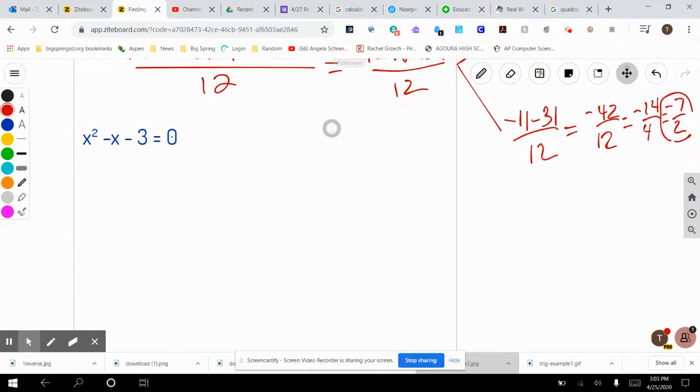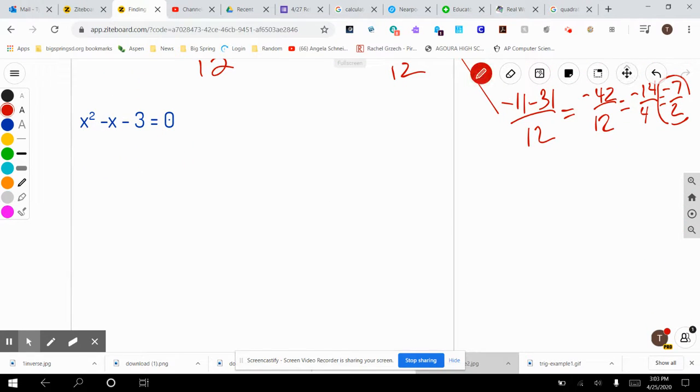So let's look at this example. Now this one looks simple. We have a as 1, life is good. But if we really look at this, there's no two numbers that multiply together to get negative 3 and add to get negative 1. It just doesn't happen. When we don't have a number there, it's like having a 1 in front. Okay, so remember it's negative b plus or minus the square root of b squared minus 4ac, all over 2a.